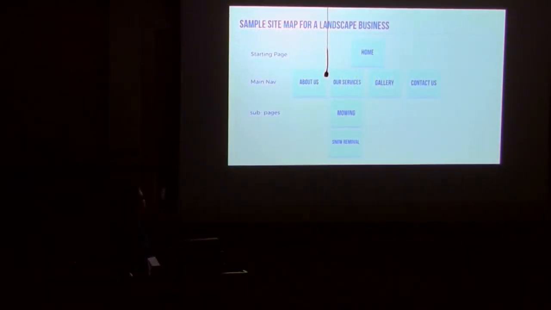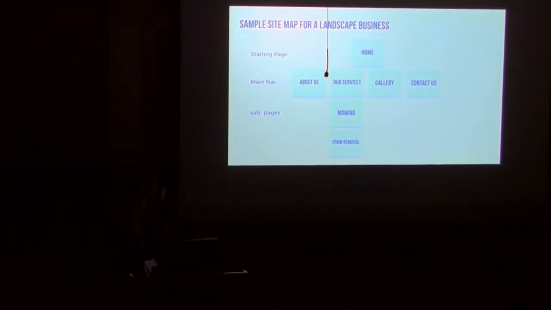So this is for a landscape business. And we have our post-it notes. And you can tell that they start on the homepage. We have our main navigation. So in the top, we're going to have an About Us, our services, a gallery, and a Contact Us. Then they're probably going to have, in the format of a drop-down menu, a mowing page and a snow removal page.